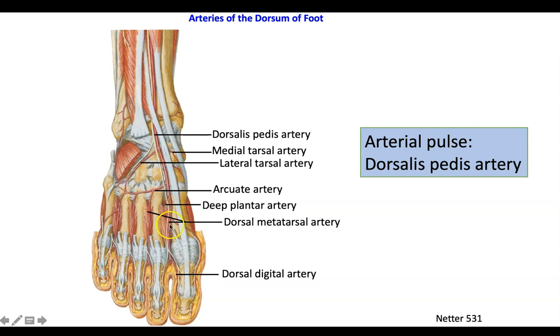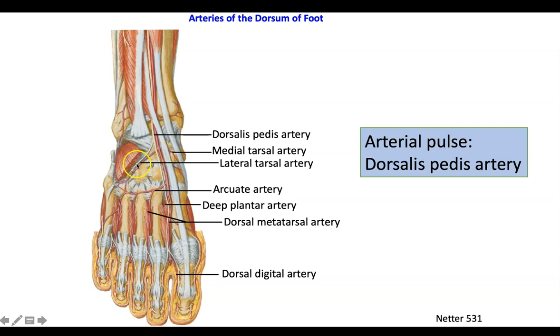And the first dorsal metatarsal artery goes more anteriorly, and it gives rise to the dorsal digital arteries, which supply the sides of the first toes. You see the dorsal digital arteries that supply the digits. And the dorsalis pedis artery also gives rise to other branches.